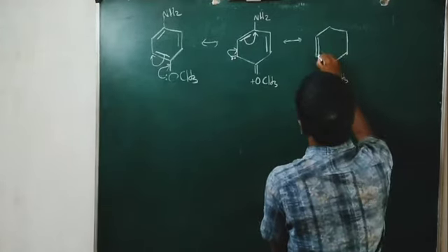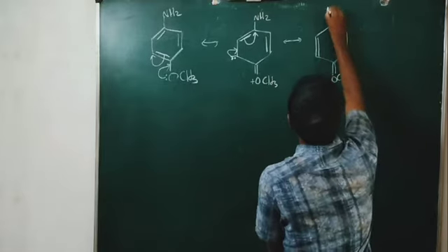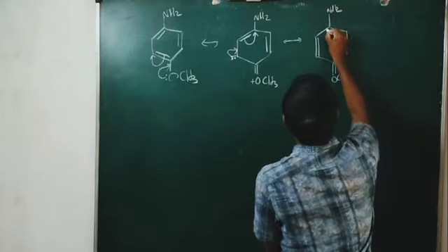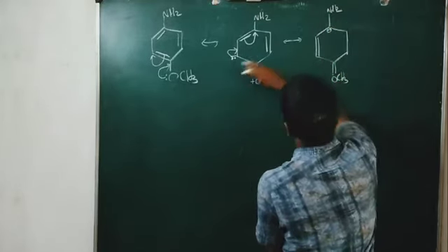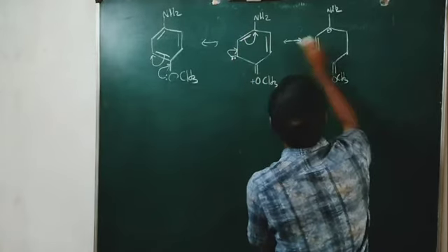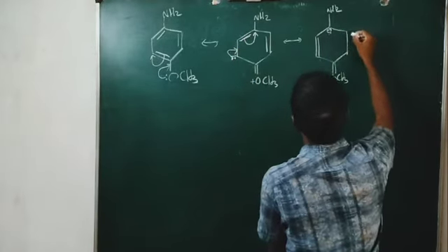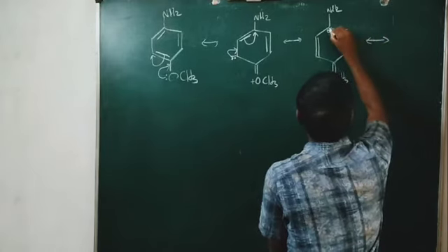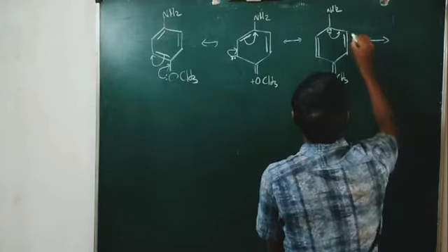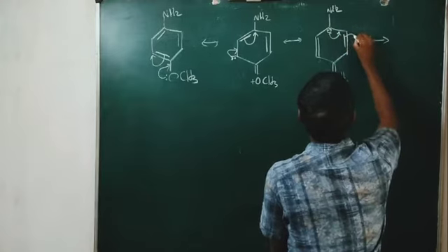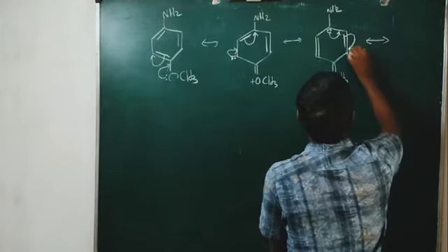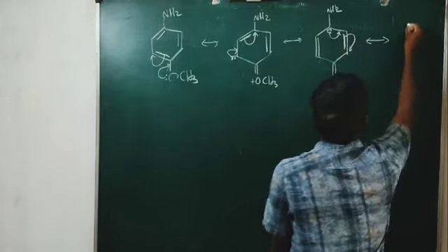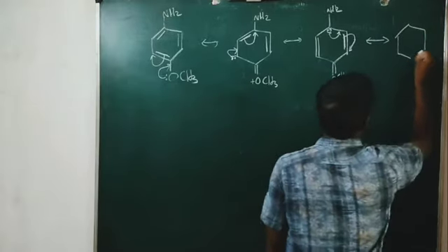Here it will become a double bond, and here it is NH2, and here it is a minus charge. This pair of electrons is moving; the minus charge is a pair of electrons. Now in the next structure, this pair of electrons is coming here, then this bond is shifting to this carbon. So you get a structure like this.